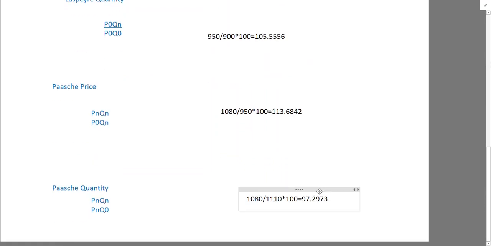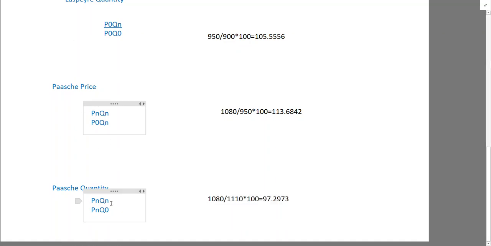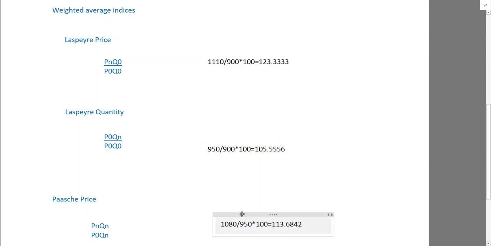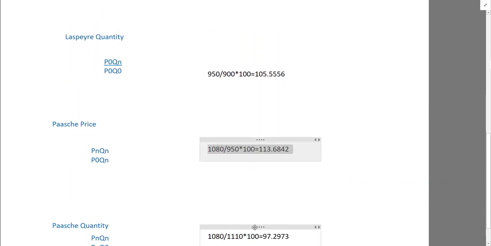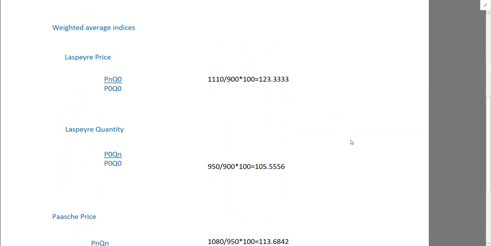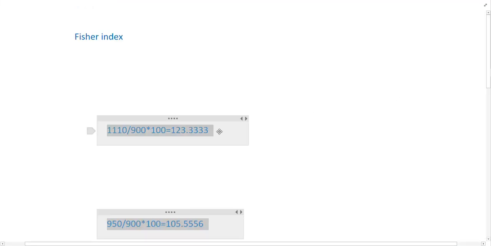Laspeyres tells us. So which one is better? Paasche is superior in that it takes the latest quantity when we are calculating price, and it takes the latest price when we are calculating quantity index. But the negative point is you have to find the latest data. If data is available, Paasche gives you the latest figure. If data is not available, then Laspeyres is simple.